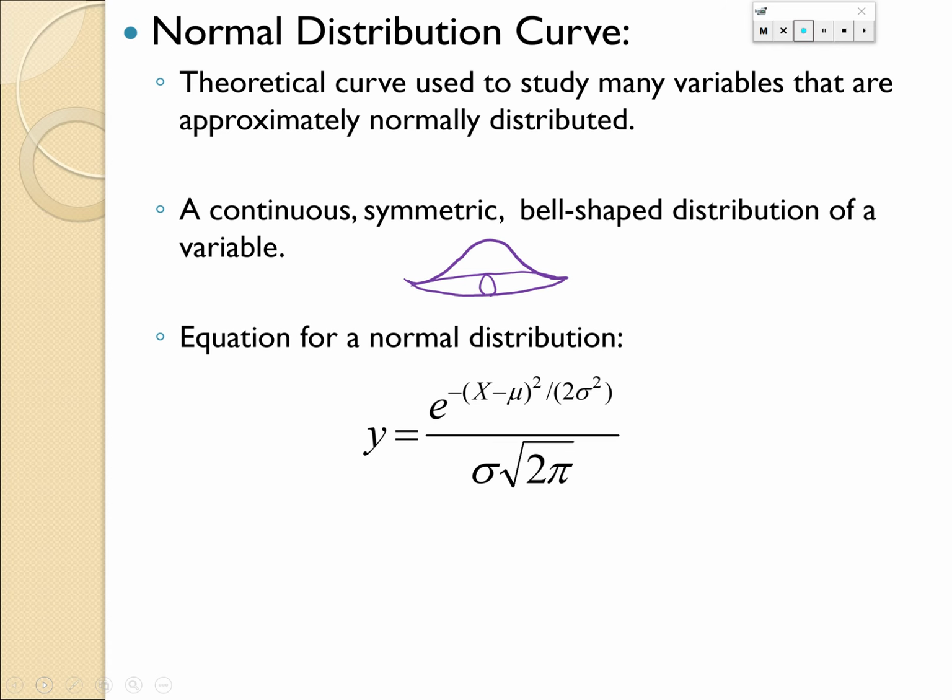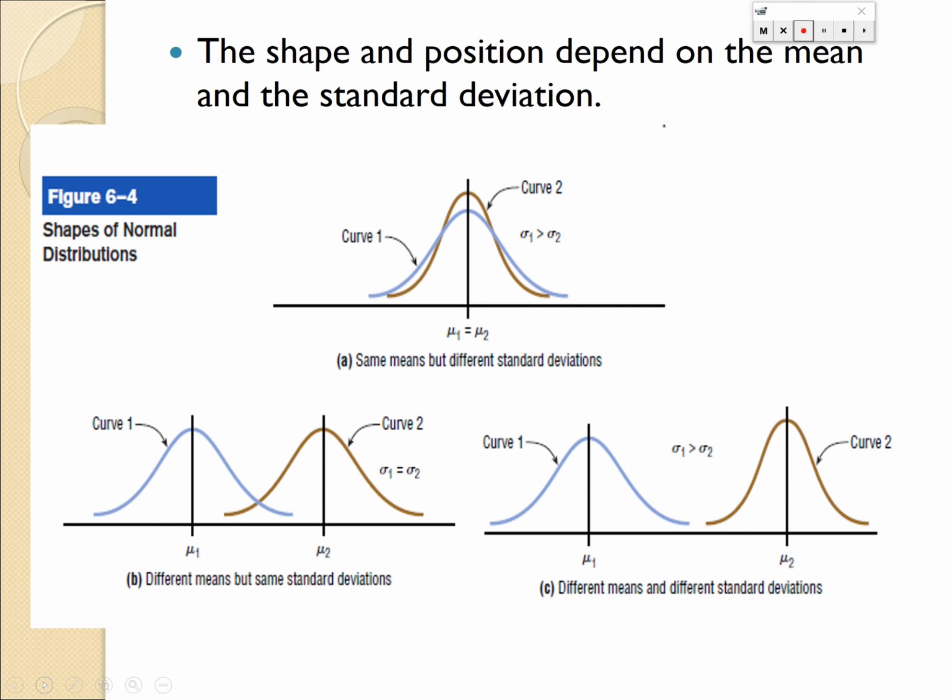Now, part of this formula, we're using the mean, we're using the standard deviation, there's the variance popping in there. So for each distribution, the curve's going to look a little different, because each distribution is going to have a different mean, different standard deviation, and things like that. So the shape and position of your curve are going to depend on the mean and the standard deviation, like we saw in the formula.